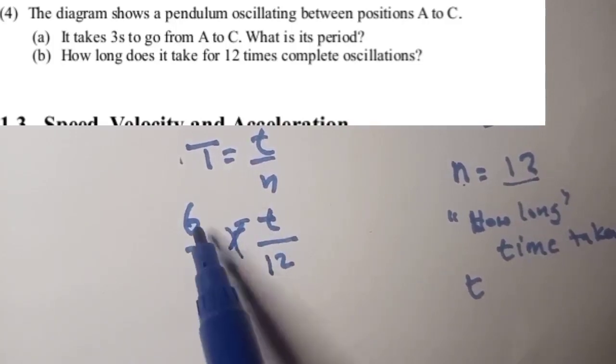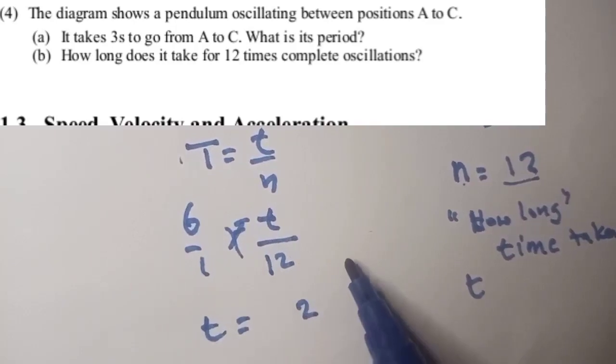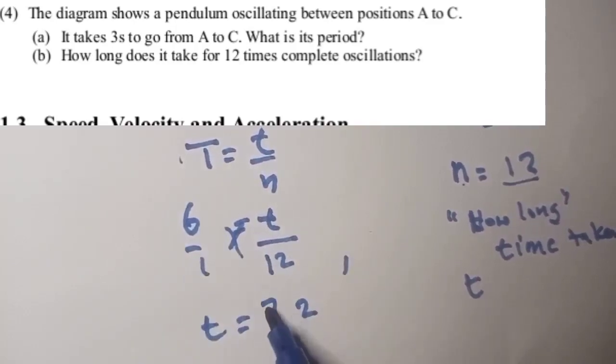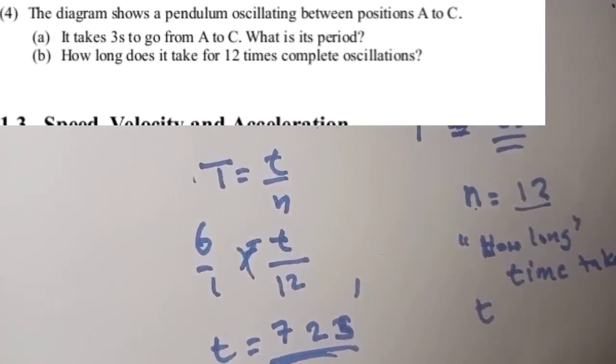So time is equal to, what is 6 by 12? Okay, so 6 by 2, that is 12. So 2 carry 1, 6 by 1, 6 plus 1, 7. So it would take 72 seconds. Okay, and we're done solving this question.